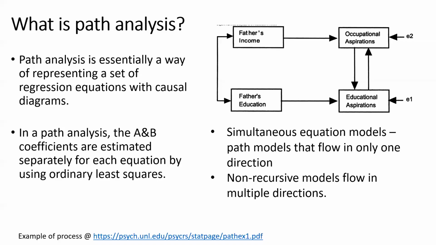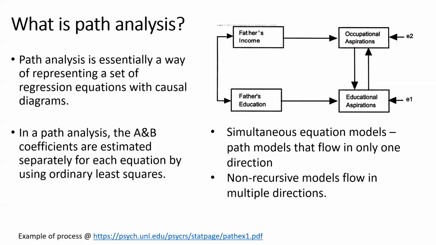Simultaneous equation models are path models that flow in only one direction. Non-recursive models flow in multiple directions. We can see this element only flows in one direction, but occupational and educational aspirations obviously are connected to each other. And so we see this as a non-recursive model overall because we believe that all of these things end up connecting to each other.